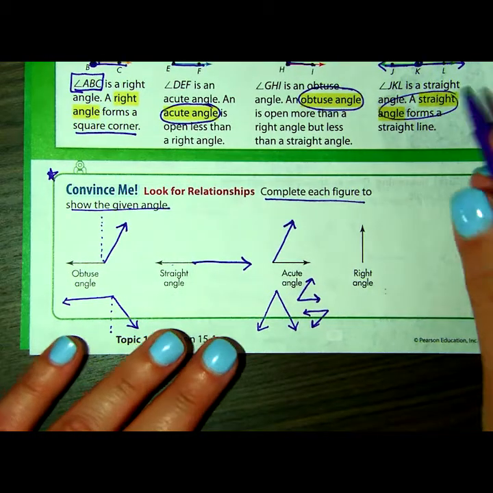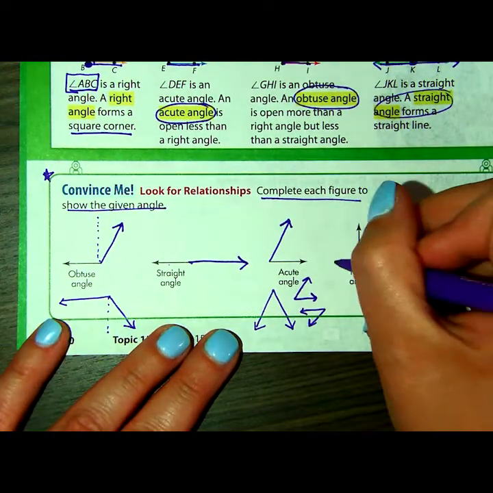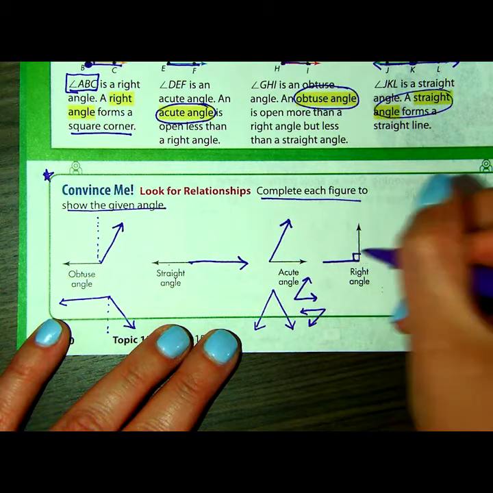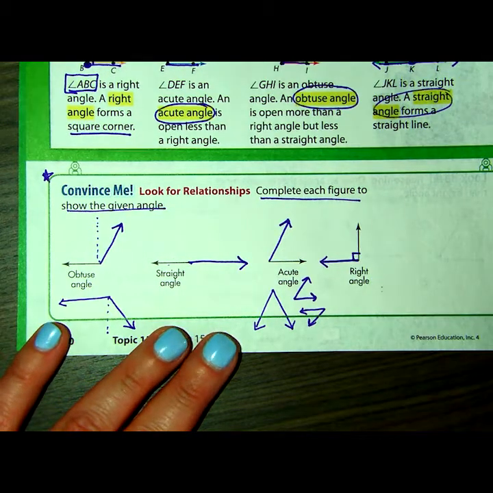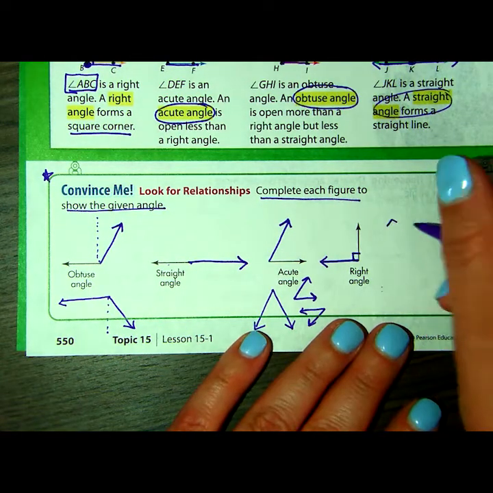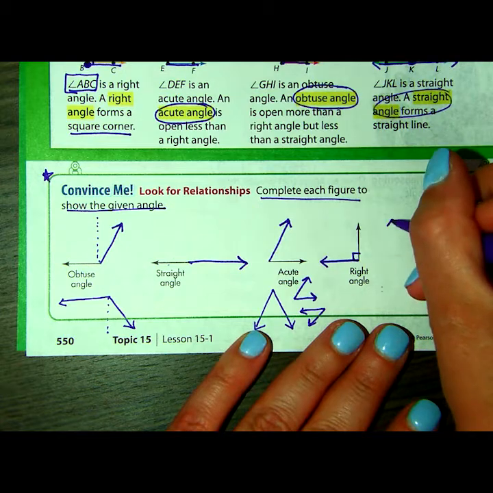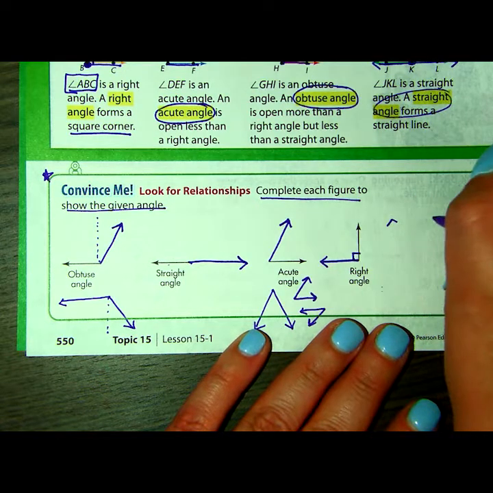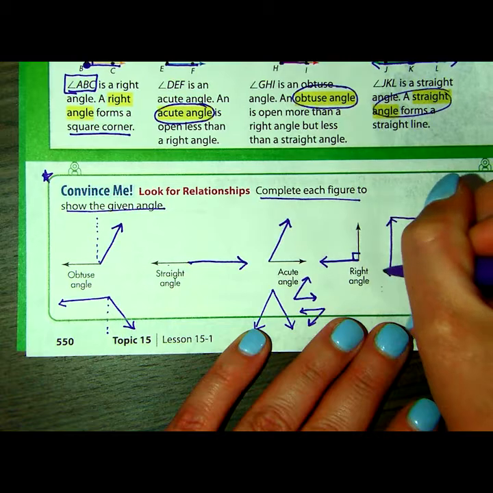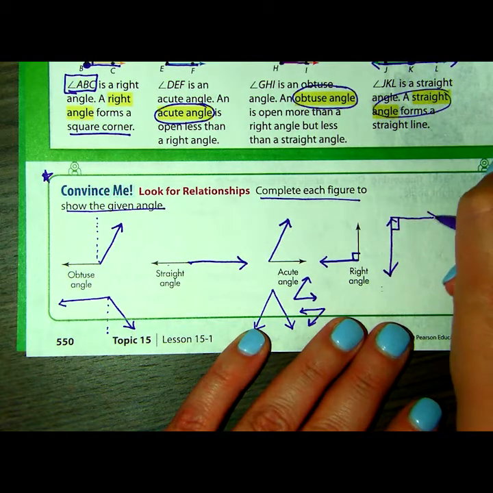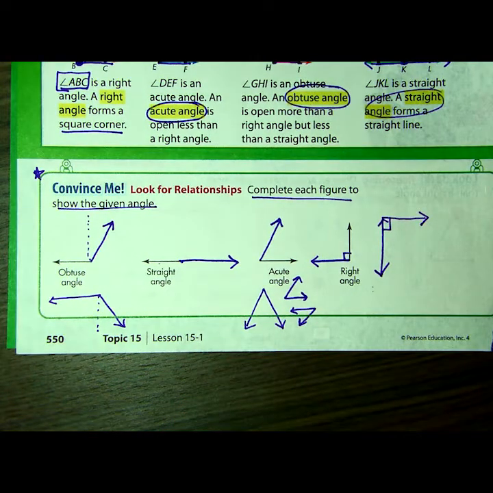The right angle, again, forms a square corner. It can go this way, but also recognize that it can go, whoops. That's what I meant to do. So pointing down. I know, kind of silly. You guys already know this stuff.